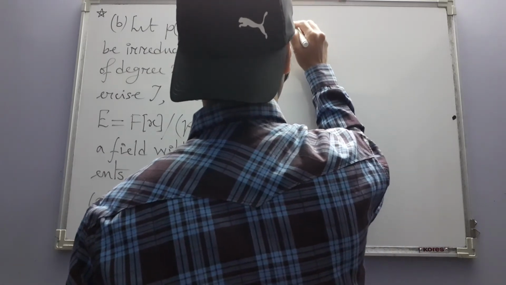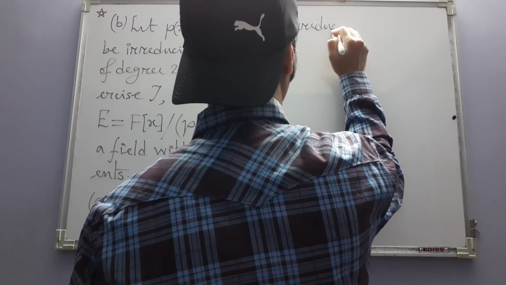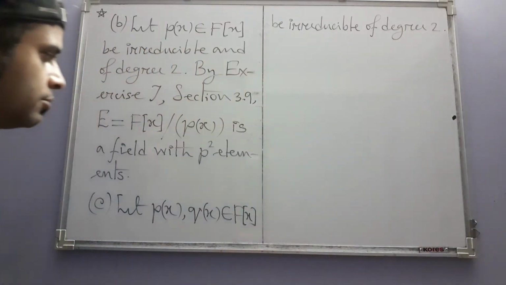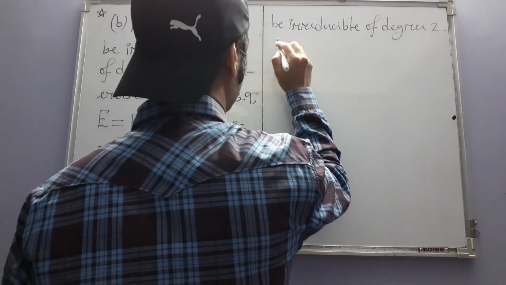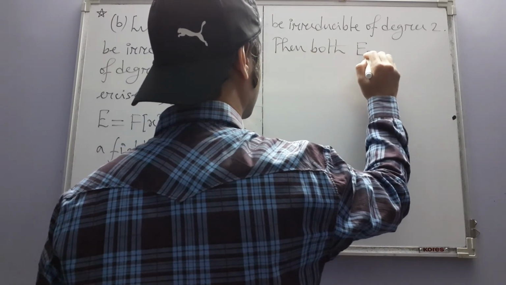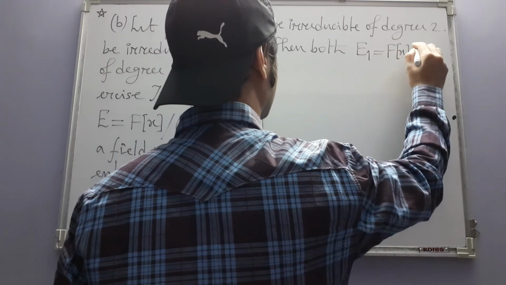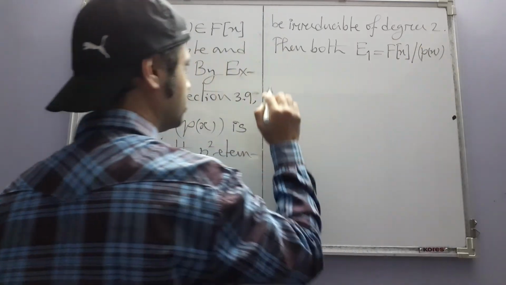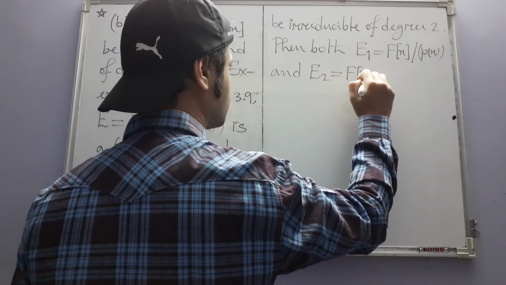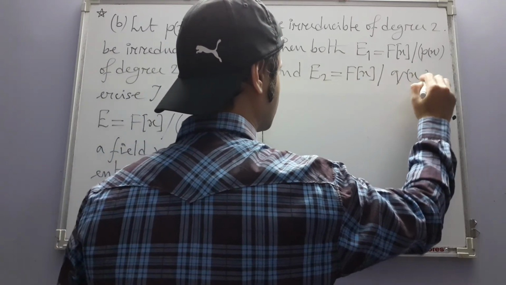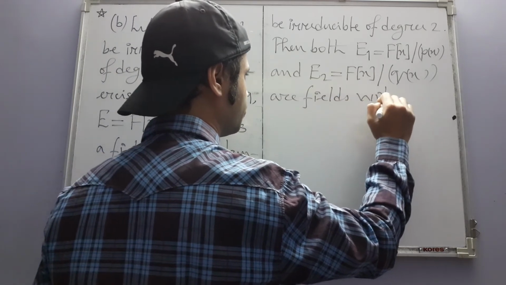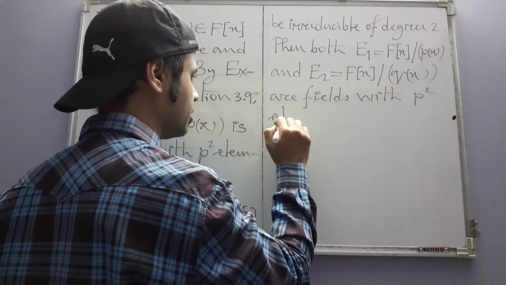Be irreducible of degree 2. So similarly we can create two fields, then both E1 and E2 are fields with p square elements.